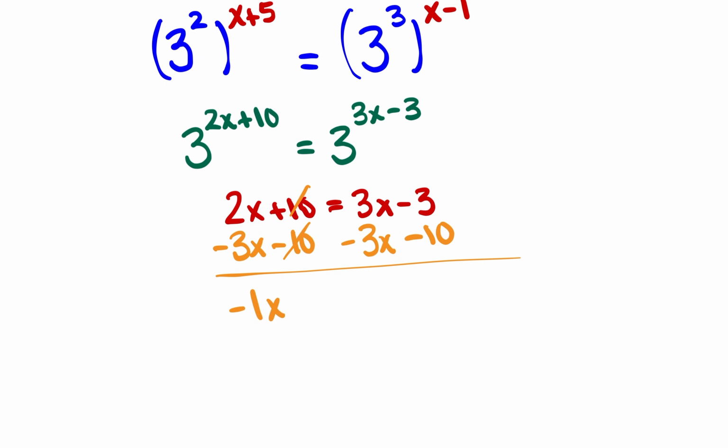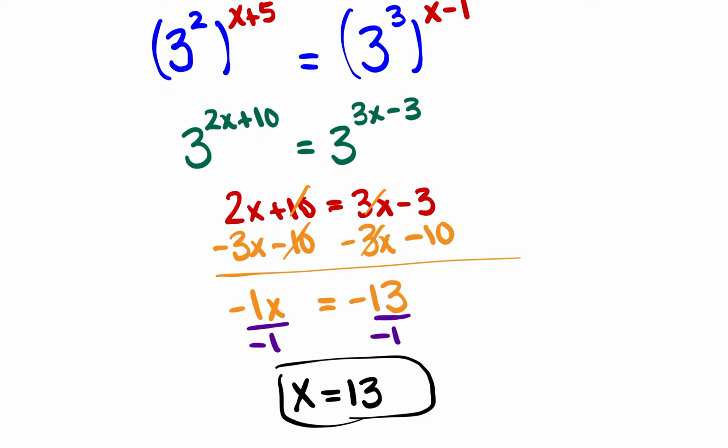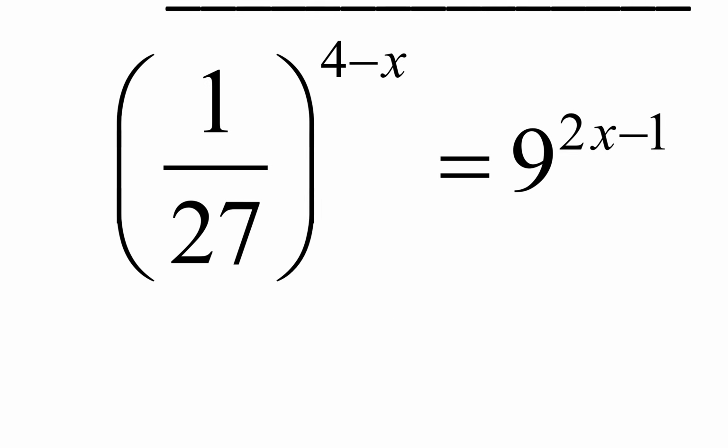The 10's cancel out, equals, on the right-hand side, the 3x's cancel out. I have negative 3 plus negative 10, which will leave me with negative 13. I will then divide both sides by negative 1. And this will leave me with a final solution of x equals 13. Let's go ahead and box that in. Moving on to the next question.